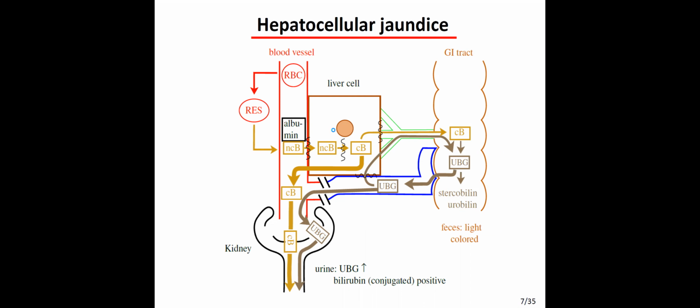This is how you can differentiate alcohol-induced hepatitis from viral hepatitis. And in case of viral hepatitis, usually the ALT and AST levels are 1,000 times higher than in a normal situation. This is another hallmark of viral hepatitis.